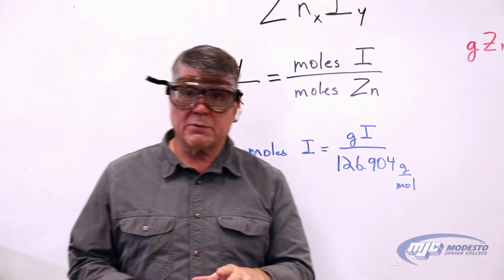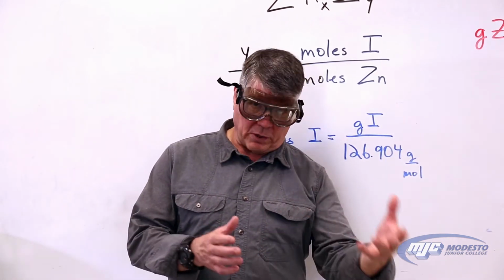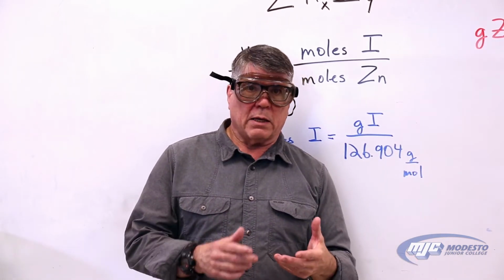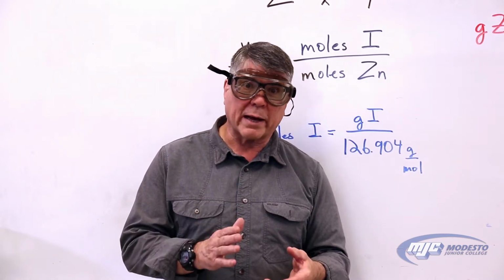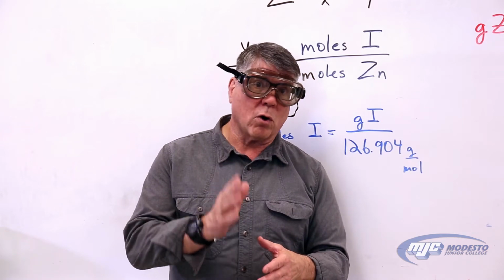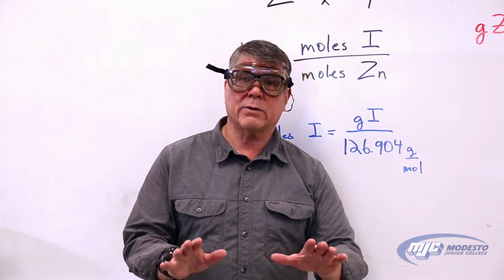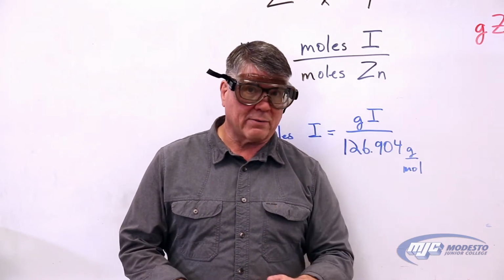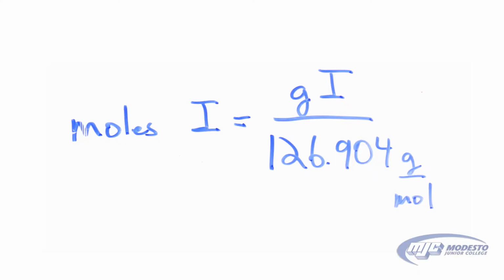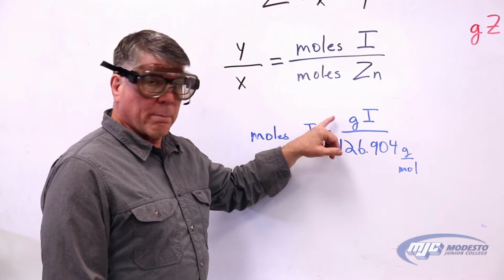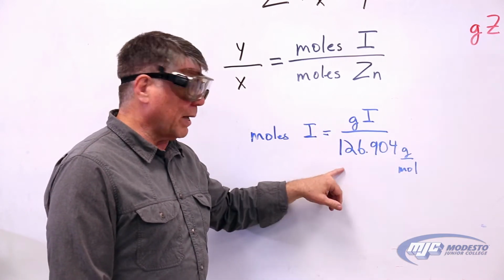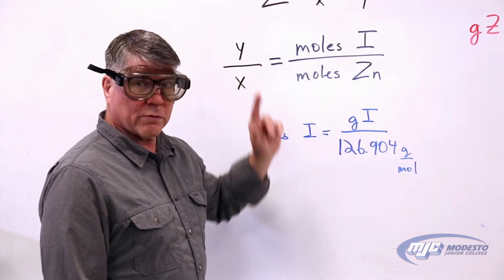The way this lab is set up, you're going to react zinc with iodine. And it's set up so that iodine is by far the limiting reactant. That means that the iodine will be all used up. There's not going to be any iodine left at the end. There will be excess zinc. That makes the iodine calculation really easy, because we're going to weigh out the iodine. We'll know how many grams of iodine we have, and all we have to do is divide the mass of the iodine that we weigh out by its molar mass, and that gives us moles of iodine.